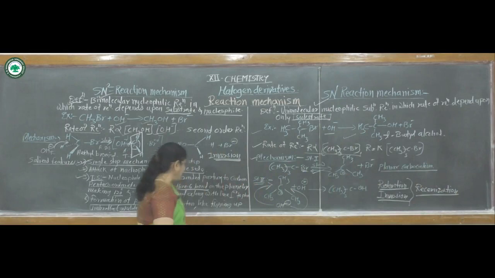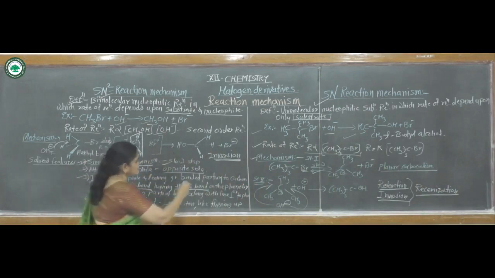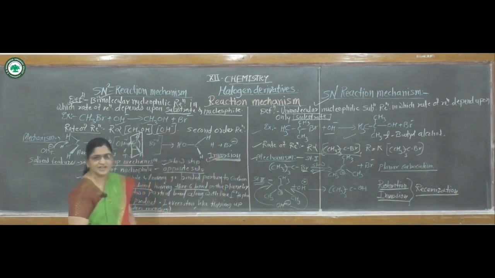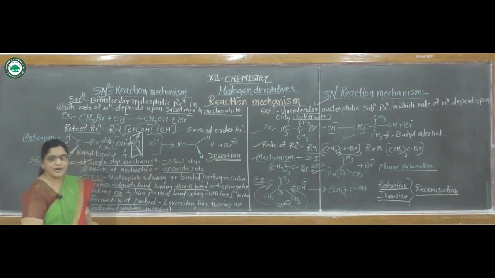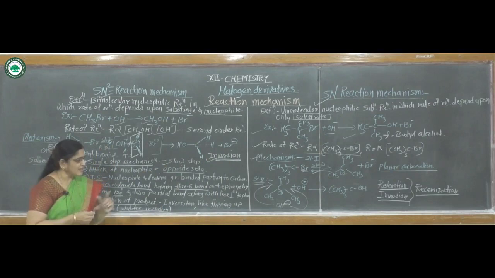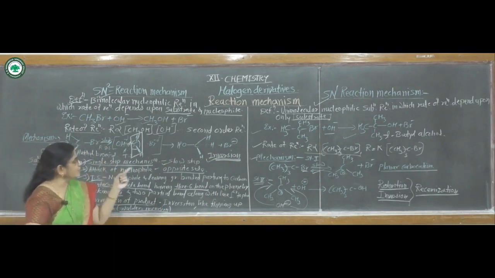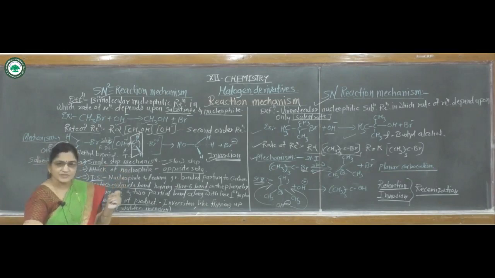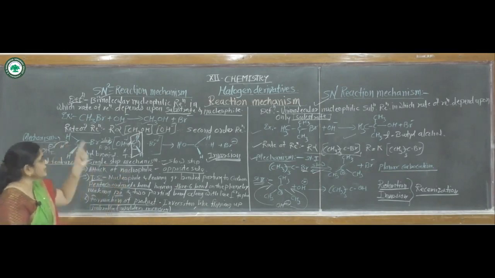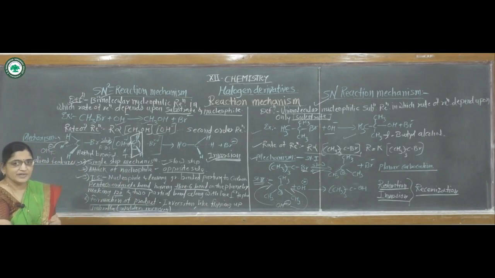In SN2 reaction it gives only inversion in configuration, only one product, and in SN1 reaction it gives two products, that means it gives racemization. In this way there are two reaction mechanisms: first the SN2 reaction mechanism, and second the SN1 reaction mechanism.